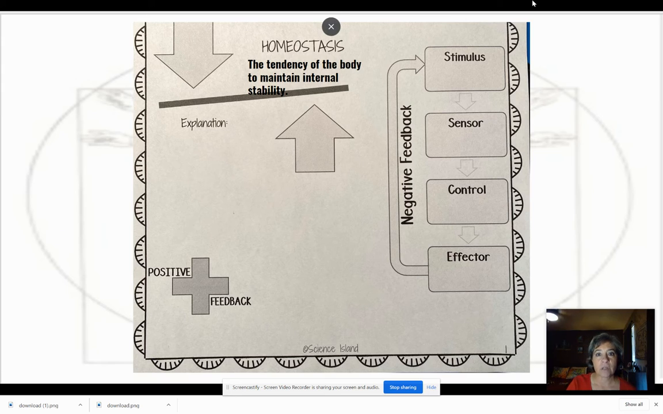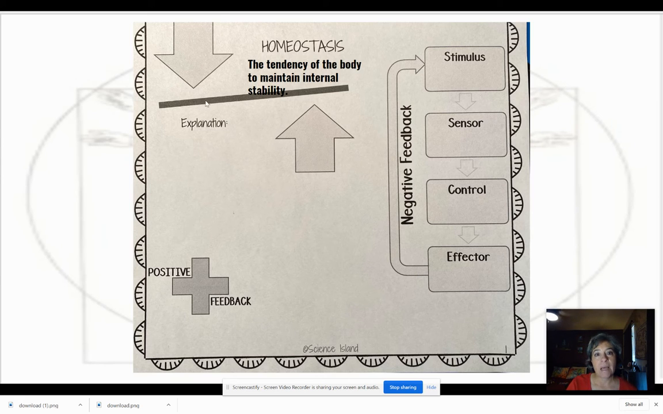And so the first thing you're going to type in is this definition of homeostasis: the tendency of the body to maintain internal stability, balance within the body. That's what homeostasis is. And that root word homeo means the same. So that kind of gives you an idea of what that definition is.